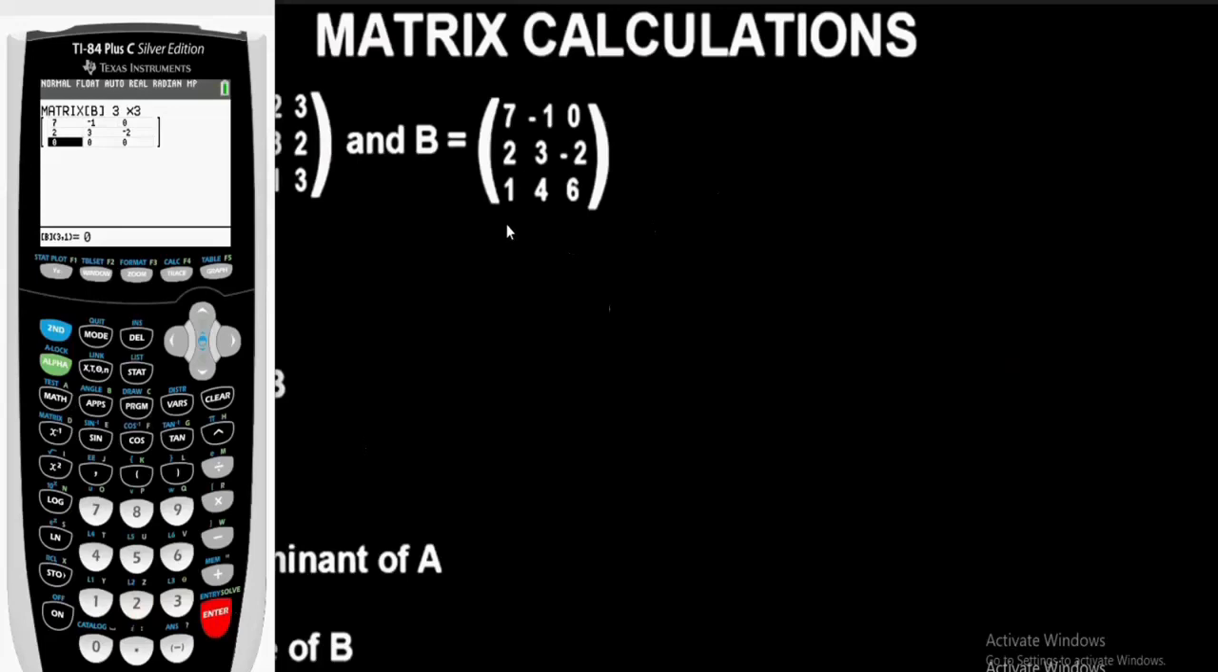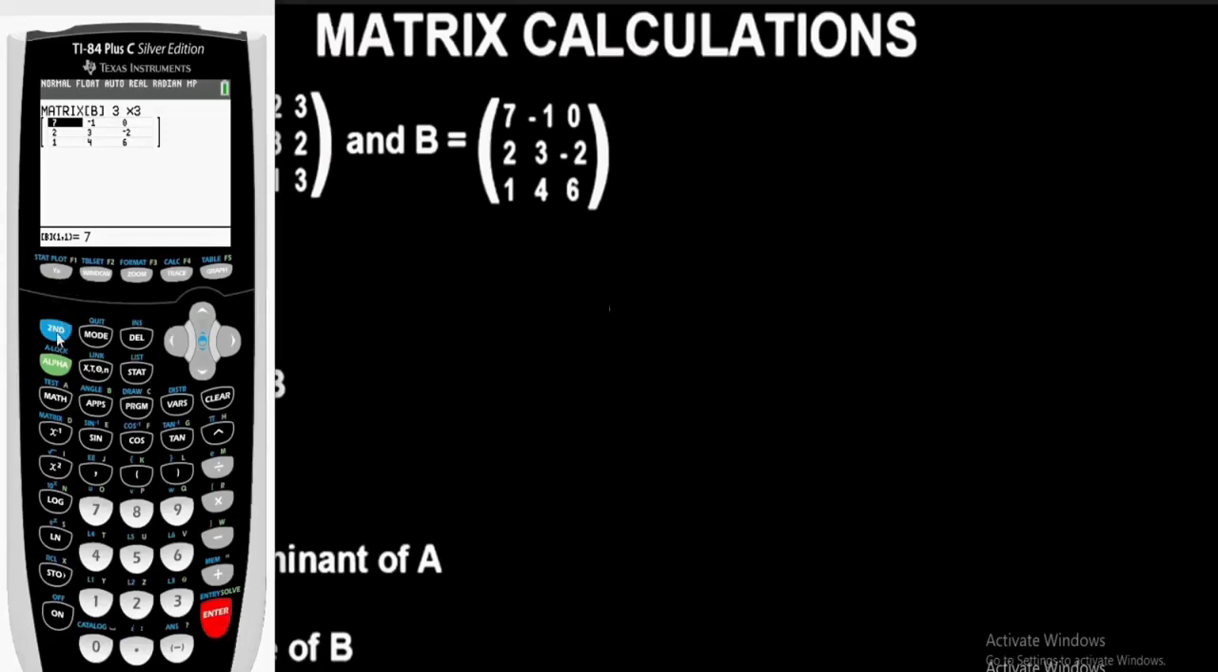Then the last one, we have 1, 4, 6, okay. So follow me guys, you get this. So that's exactly what we have there. We are good to go. Let's quit this and begin to find what we have to find.